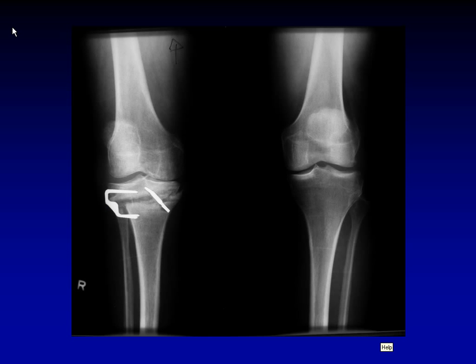This shows an example of a delayed or non-union following closing wedge osteotomy, and you see it's going to be difficult to get that small proximal fragment soundly fixed in order to heal.